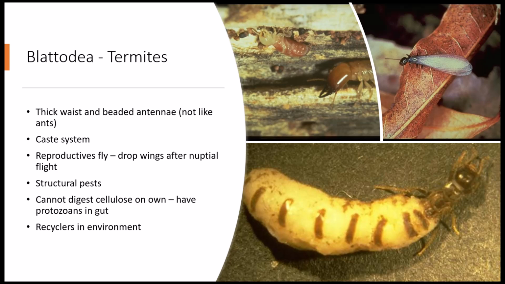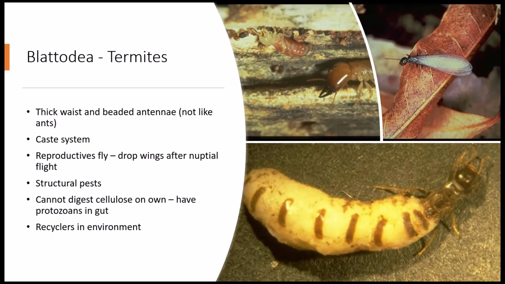These guys have a caste system, so this is very unique. These being paurometabolous insects are relatively primitive. These are primitive insects compared to other things. But having a caste system is a very advanced way to live in a colony. So they're kind of interesting in that way. The caste system is made up of workers, soldiers, reproductives, and a queen.